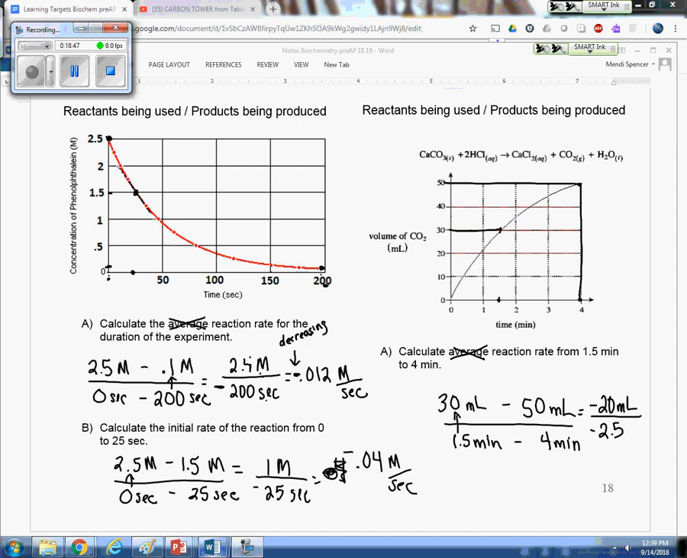That's going to give us 8 milliliters per minute. Notice it's a plus because a negative divided by a negative, that means we got a positive here, positive 8. And positive means we have a positive slope, so you can see it's going up.